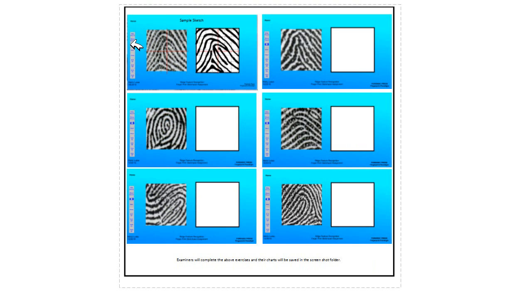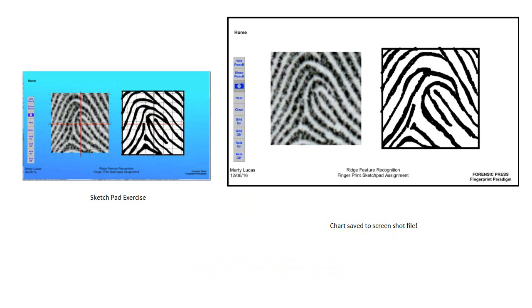You have the toolbar on the left. You click on the tool you want to use. The guy in the hat, yep, that's his toolbar. And then you're going to draw each of these as legibly as you possibly can. This is the sketchpad exercise.